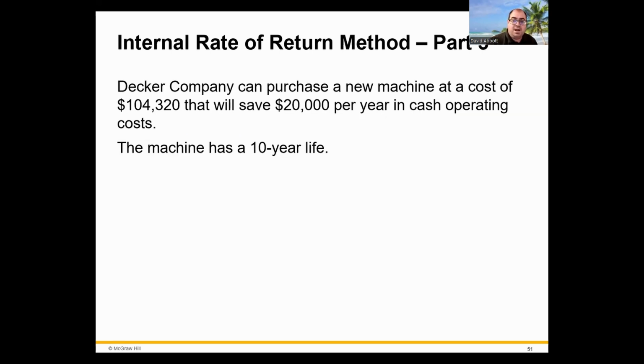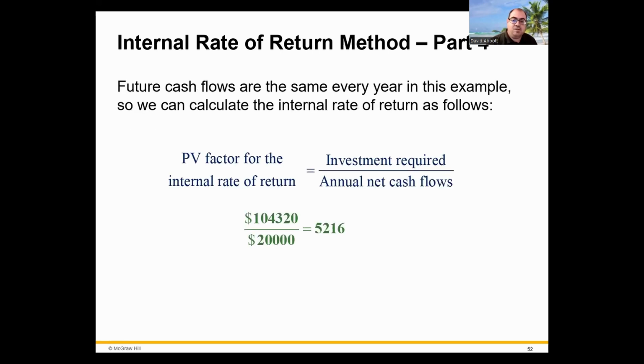So let's look at an example for Decker Company. Decker Company can purchase a new machine at a cost of $104,320 that will save $20,000 a year in cash operating costs. And the machine has a 10-year life.